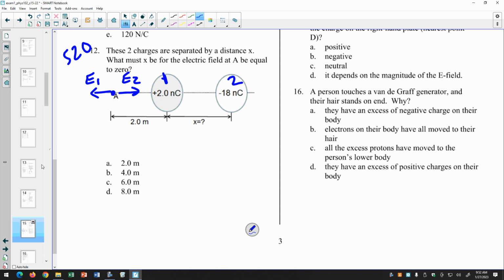Are you always going to assume that your imaginary test charge is positive? Yes, that's just what your imaginary test charge is. Nobody walks around with a negative imaginary test charge, right? Who has a negative imaginary test charge? Nobody. It's always positive. That's just how we define electric field. There's no reason for that. It's just the way it is.